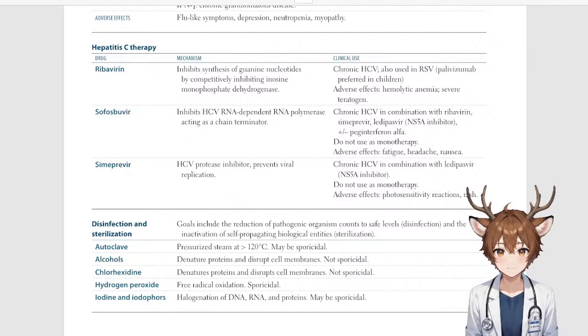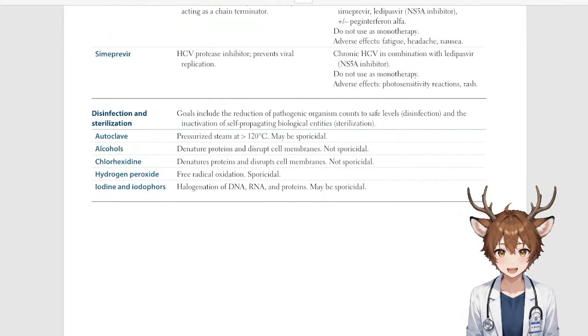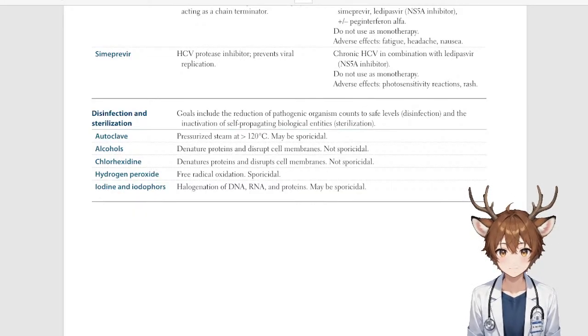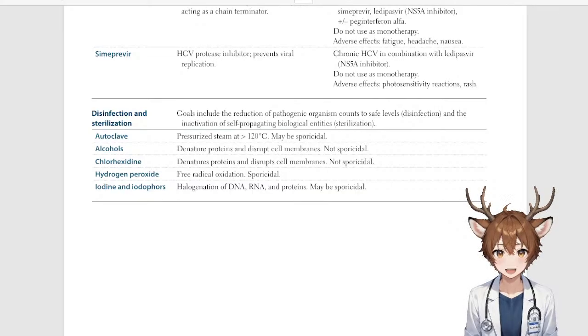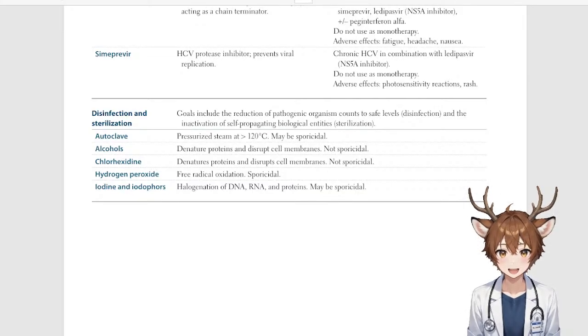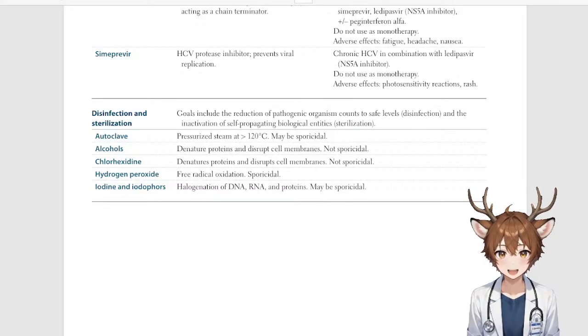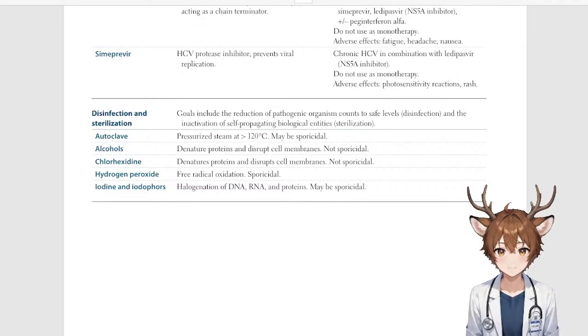Let's go into disinfection and sterilization. A little short category. Mine's a little bit longer. It says here, disinfection, sterilization. Goals include the reduction of pathogenic organism counts to safe levels, which is disinfection, and the inactivation of all microbes, including spores, which is sterilization. So disinfection is when it's theoretically safe, right? Reduction is safe enough. But sterilization is when it's gone, including the spores, which is a lot harder to do, admittedly.